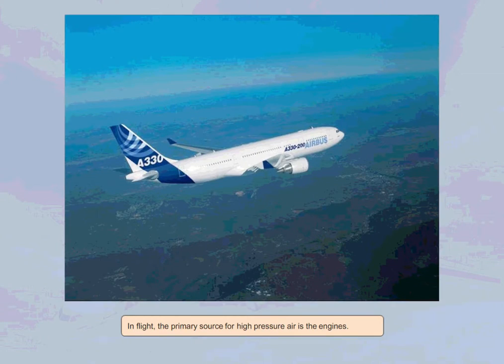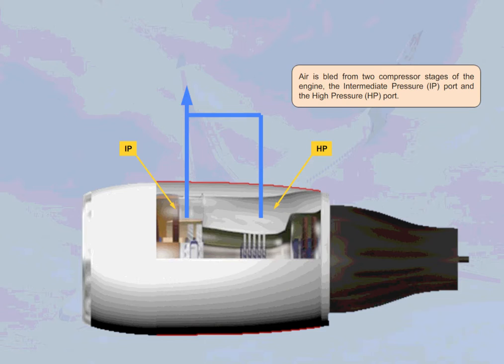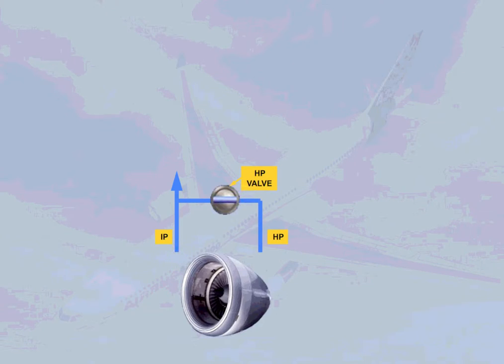In flight, the primary source for high pressure air is the engines. Air is bled from two compressor stages of the engine: the intermediate pressure, IP port, and the high pressure, HP port. There's an HP valve, which can cut off bleed air from the HP port. It is automatically controlled by the system and will limit the downstream pressure. Note: there is a non-return valve at the IP to protect the compressor against a reverse flow from the HP.